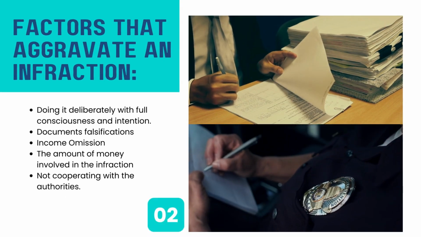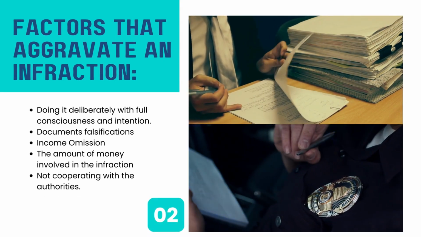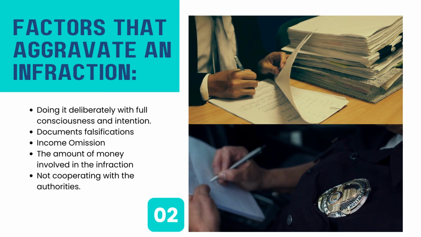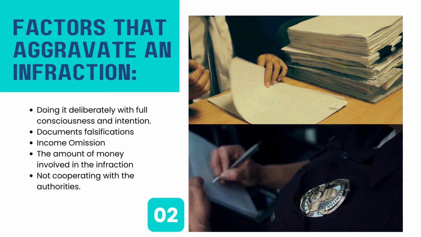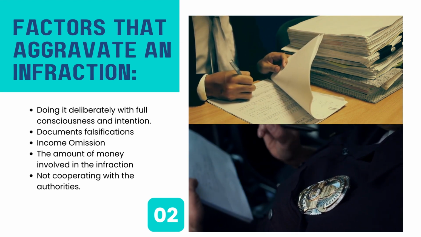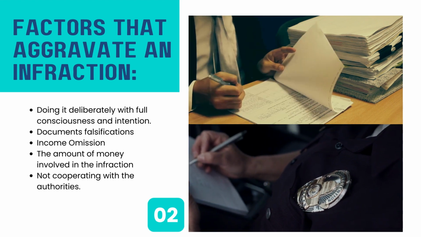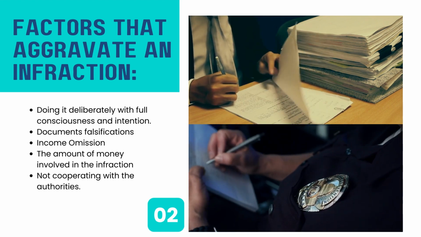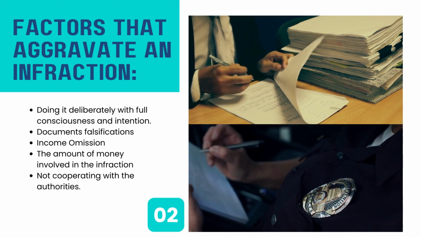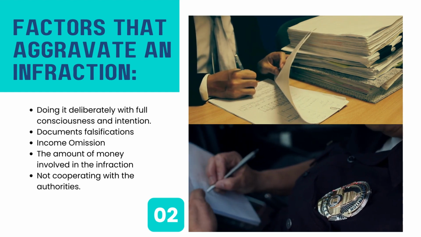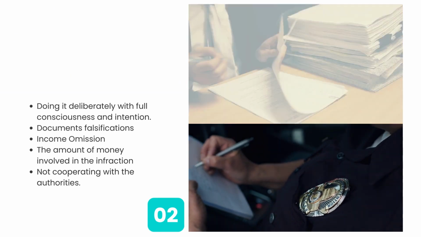There are also some factors that can make the situation of an infraction way worse. Some of them are doing it deliberately with full consciousness and intention, document falsification, income omission. The amount of money involved in the infraction is also a really important factor, and not cooperating with the authorities.